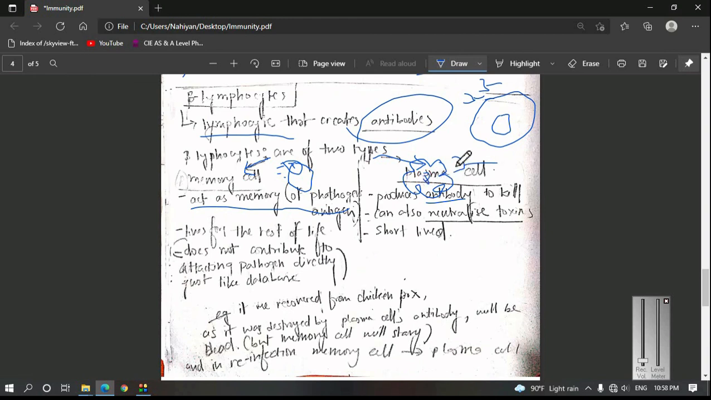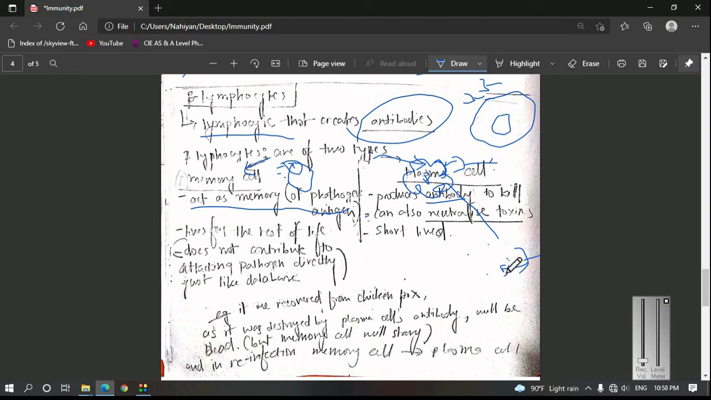This antibody is complementary to this antigen, so it can bind, and later the pathogen is recognized and can be digested, or it can be killed instantly. The other function is that it can also neutralize toxins. Pathogens produce a lot of chemicals which can be harmful as well, so the antibodies can also neutralize the effect of the toxins.